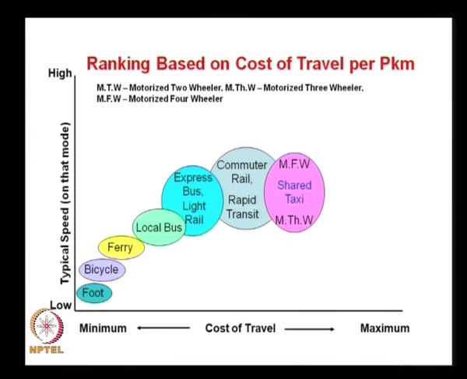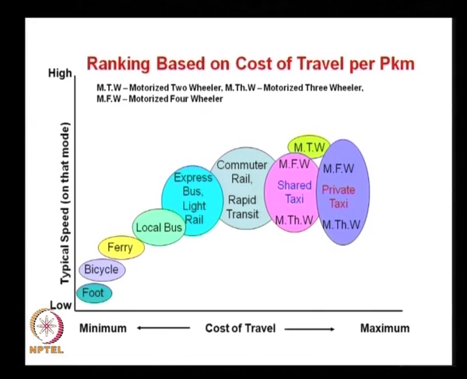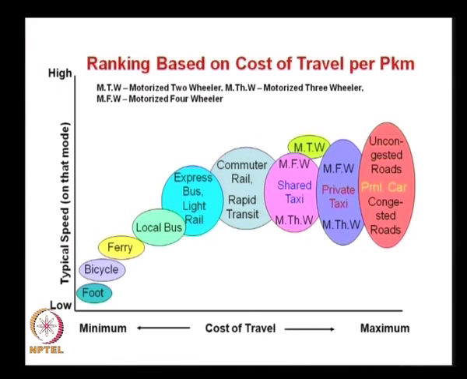then probably shared taxi, then motorized two-wheeler, private taxi, and finally personal car. So this represents simultaneously the level of cost variation as well as the speed. I maintain the speed of the different modes simultaneously in all the cases. So this is how we look at the available modes for travel in urban area.